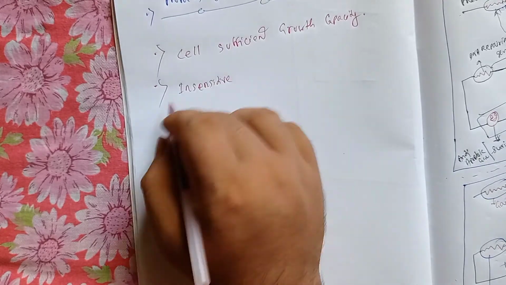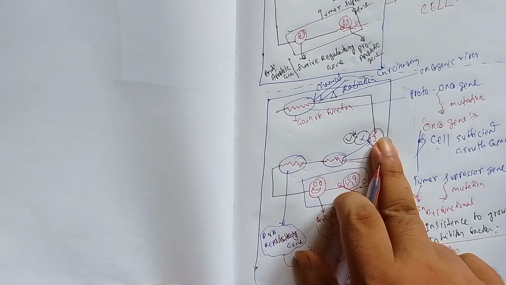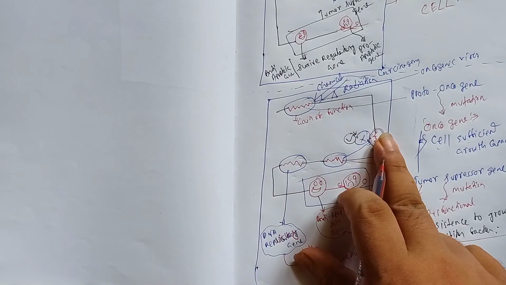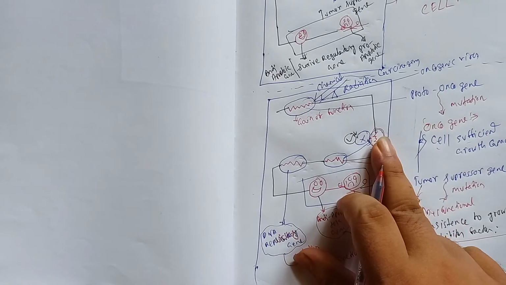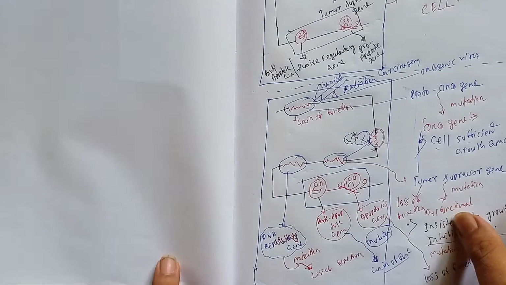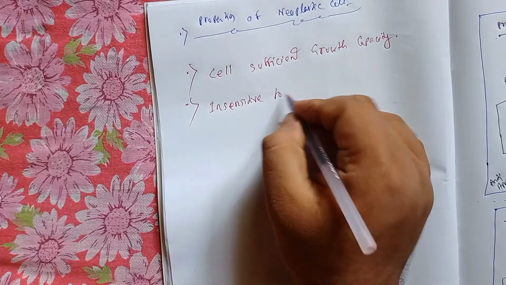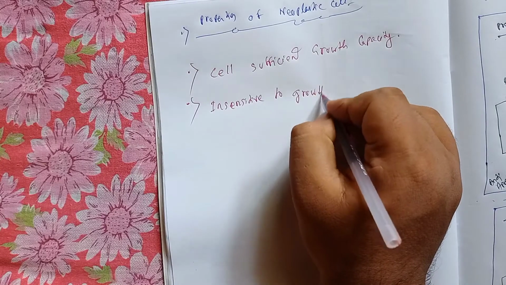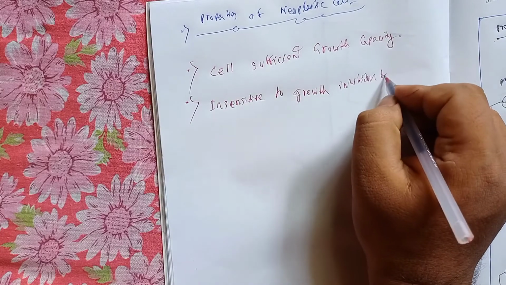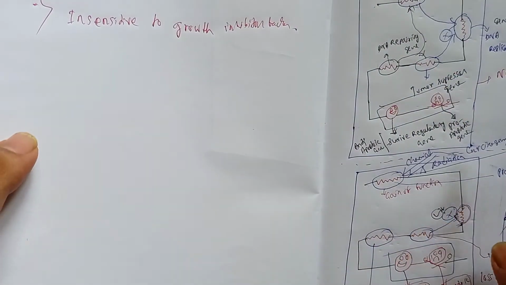Insensitive, or you can say insensitive, that means not sensitive. This gene is not sensitive to inhibit these genes further. If it is sensitive, then this gene will not be able to do further replication, right or not? But whenever there is mutation, this gene will lose its capacity to inhibit this gene. So that's why I am writing it here, another property: insensitive to growth inhibitory factor.